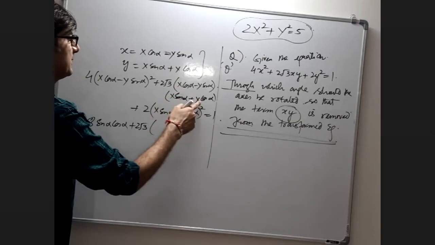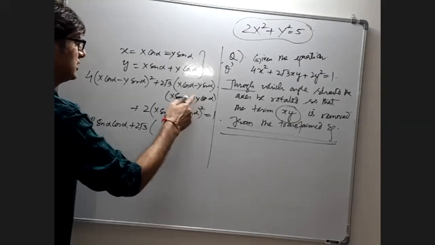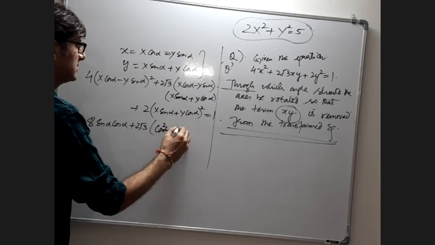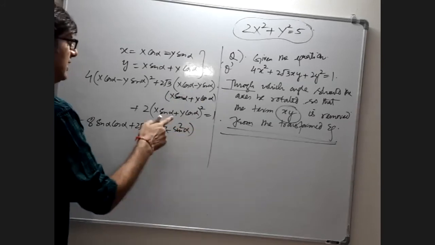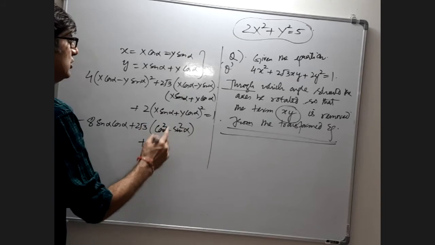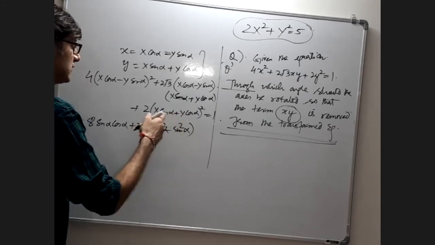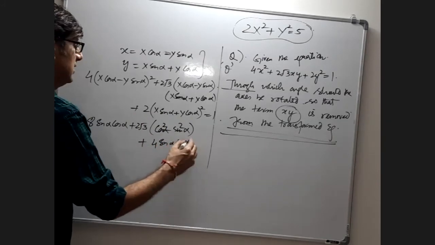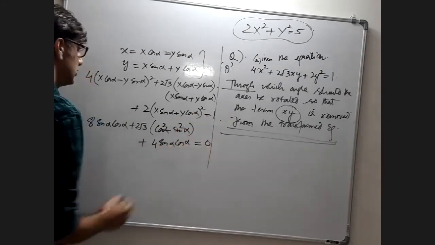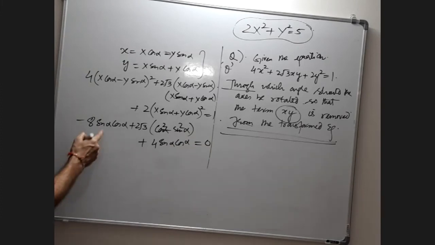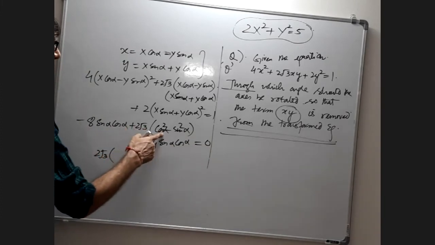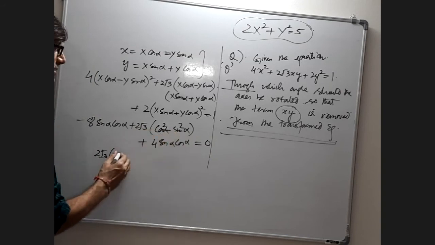One will be: what will the coefficient of xy be? cos square alpha minus sin square alpha. And finally, from here it's going to be 4, because 2xy sin alpha cos alpha, 2 is 4 sin alpha cos alpha. This is to be equal to 0. Okay, 8 minus 4. So here look, 2√3 into what is this? Cos square alpha minus sin square alpha is what?